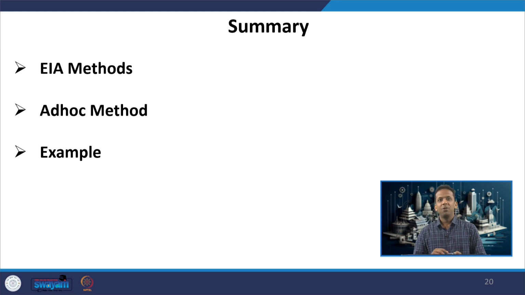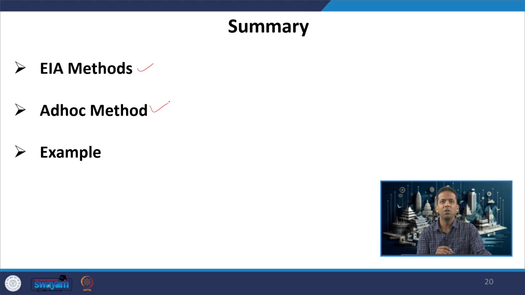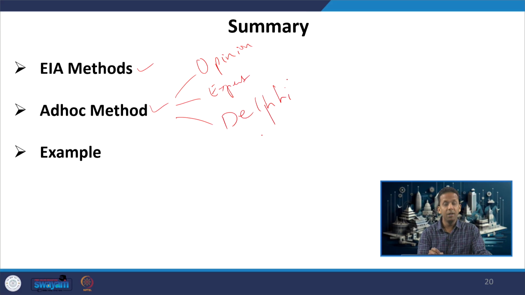So, that was all about today's class. To summarize, we started with the definition and meaning of EIA methods, which are the tools to evaluate a project for its EIA, and there are different methods, like 7-8 methods, out of which I think 4 or 5 we are going to cover in this course. Today we studied the ad hoc method, which is the easiest and most widely used, and is of 3 types if you remember: opinion poll, expert opinion, and third is the Delphi method. Opinion poll includes the opinions of stakeholders.